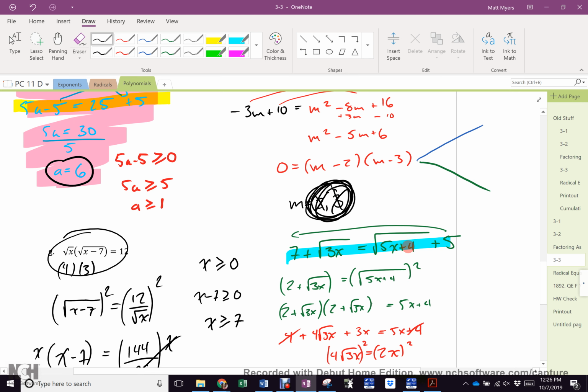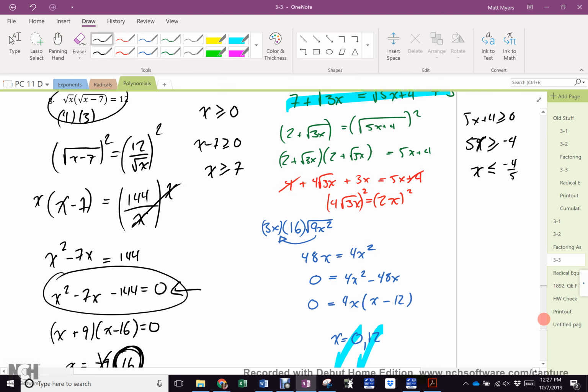If x is even, negative 1, is that going to work? No. So I check. 5x plus 4 greater than or equal to 0. 5x greater than or equal to negative 4. x less than or equal to negative 4/5 would not be allowed.